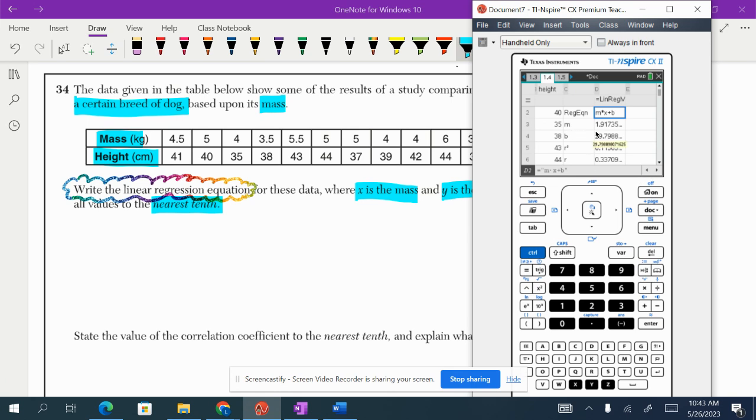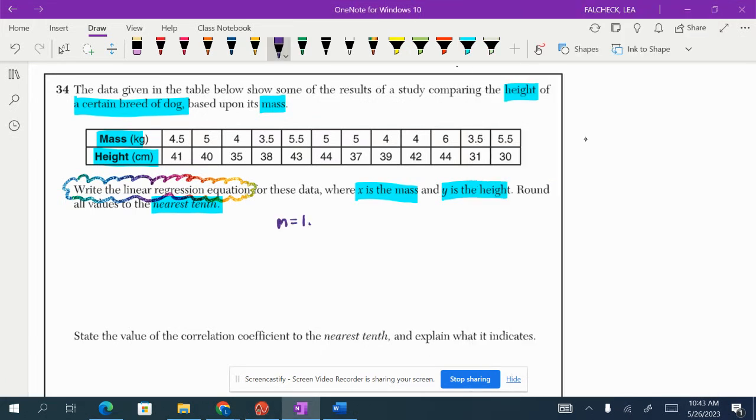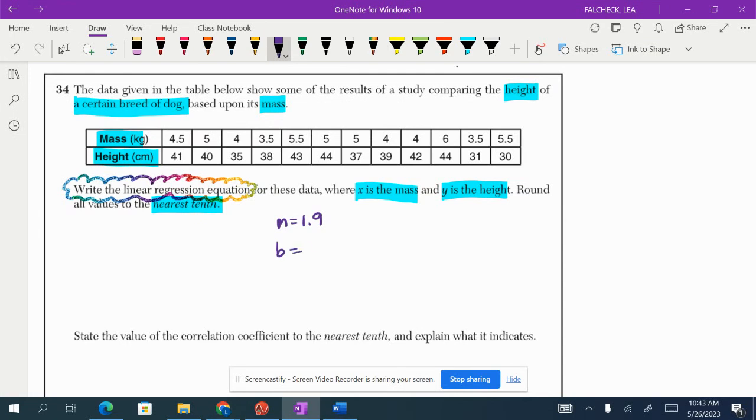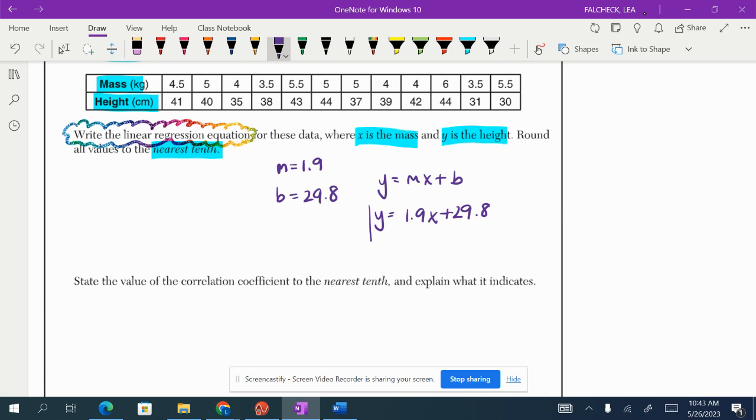M, or the slope, is 1.917. The problem told us that they want us to round all values to the nearest tenth. So we're going to go ahead and write down m equals 1.9. And then the b part of the y equals mx plus b is going to be 29.79, which rounds to 29.8. We're going to go ahead and substitute them into the equation of a line, and we would get y equals 1.9x plus 29.8. Okay, that is our linear regression equation.